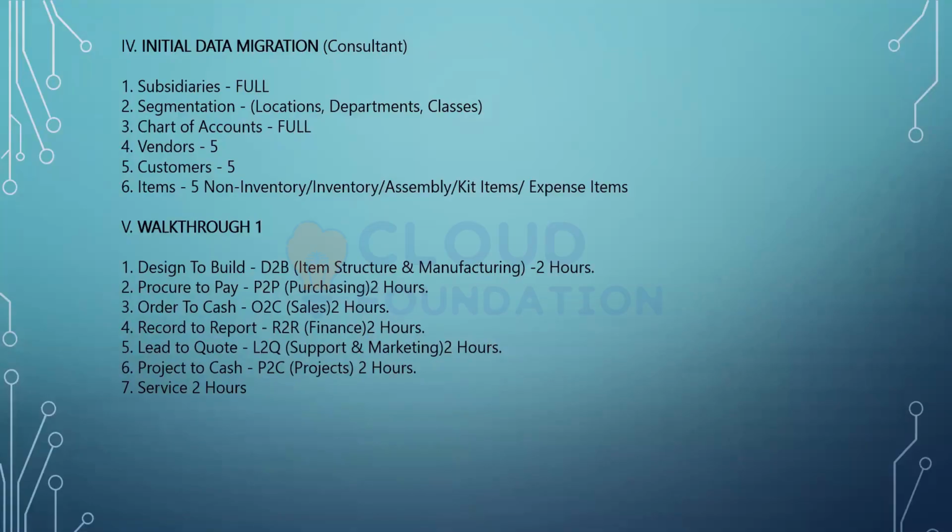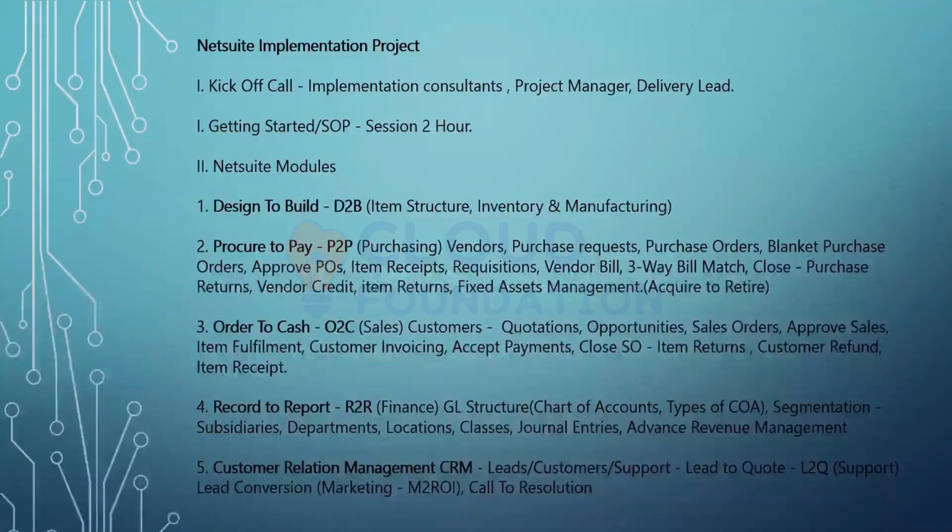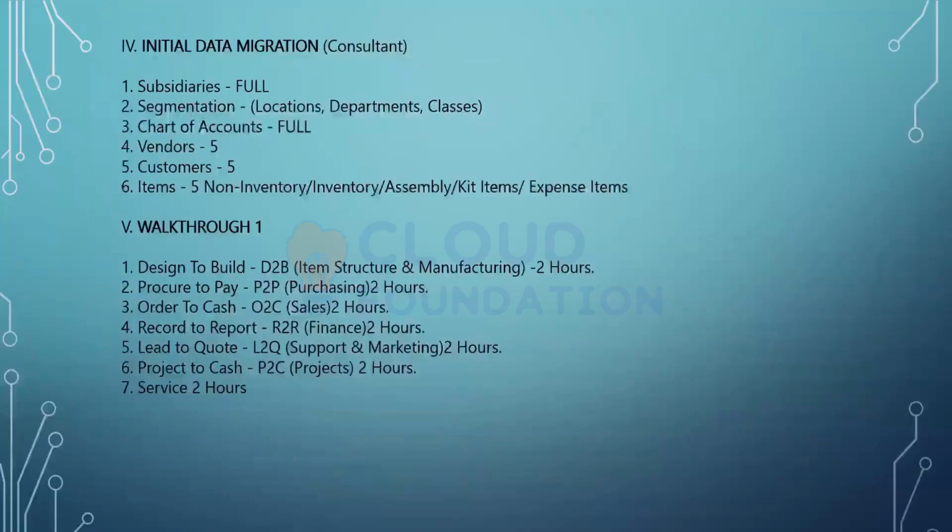We show the NetSuite system to the clients, and we show the entire cycle of procure to pay. So what is the cycle? Vendors, purchase requests, purchase orders, blanket purchase orders, item receipts, acquisitions, vendor bills, 3-way bill match, and we close a purchase order. The purchase returns are done. So the entire cycle is shown to the client within that 2-hour session.